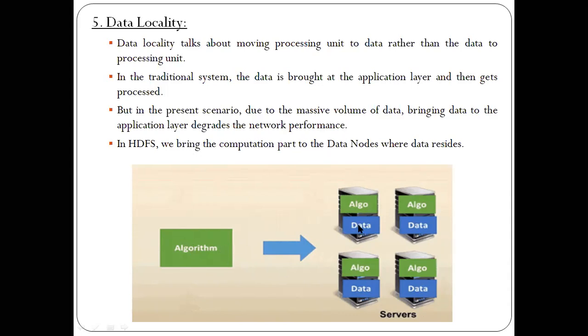I said data nodes are the different computers where a single file is distributed, right? So this single algorithm is transferred to all the computers where the data is present. Then this algorithm is applied on this data and the output is taken back. So this is the data locality feature of HDFS.